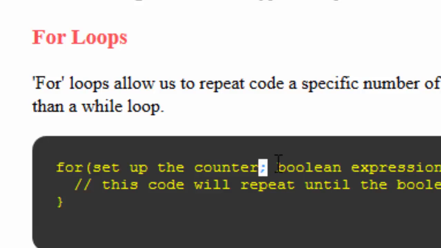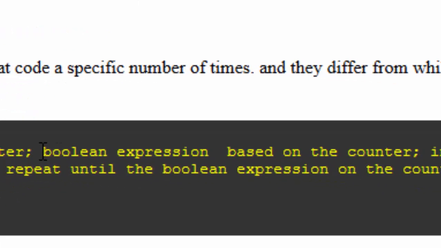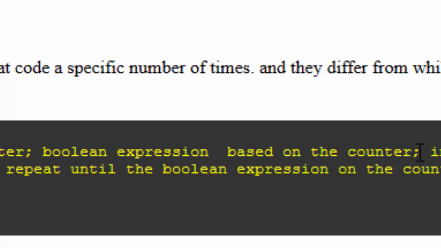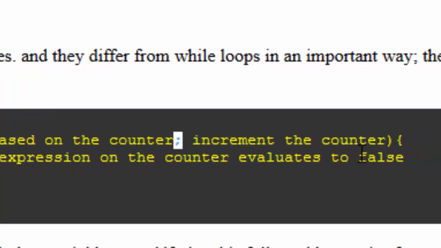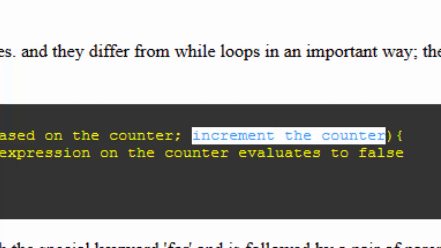After the semicolon comes the second part, which is a Boolean expression. Like a while loop, this loop is going to run as long as this Boolean expression evaluates to true. Then the third part, which comes after this semicolon here, is a little piece of code that's going to increment our counter. Remember, we set up a counter over here. Now that probably makes no sense at all to you at this point, but let's take a look at a real example to help us out here.